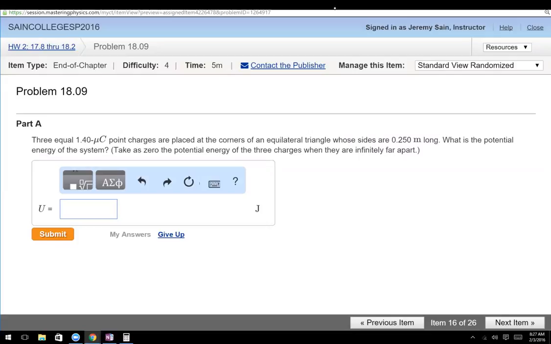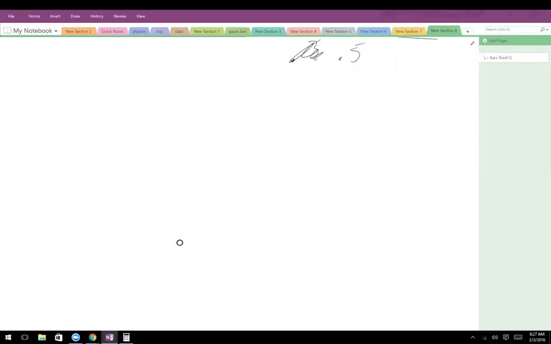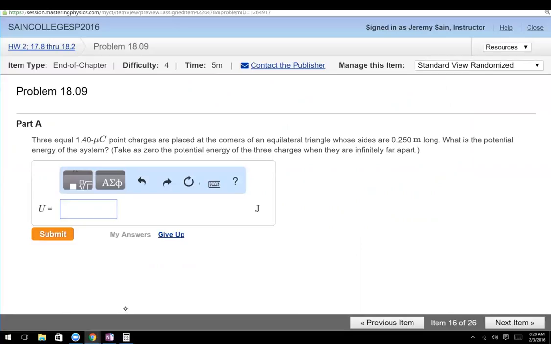So we've got those charges at an equilateral triangle with sides of that. What's the potential energy of the system? So this is just like that square one that I kind of sketched real quick. So you've got 3 charges that are all 1.4 times 10 to the minus 6, and they're on a triangle, and the sides are 0.25 meters long.